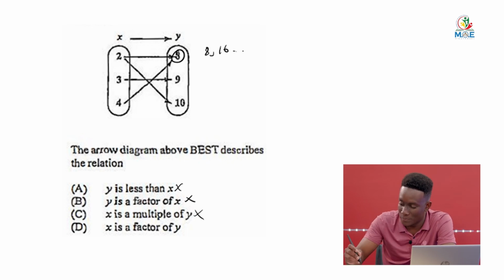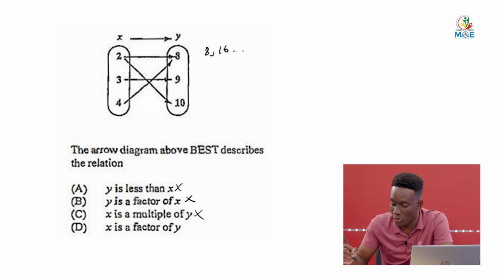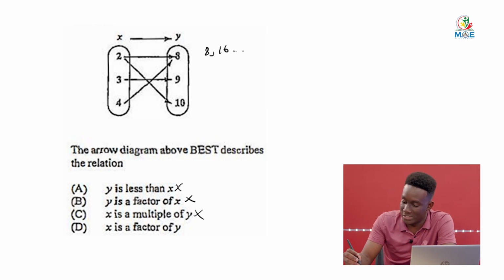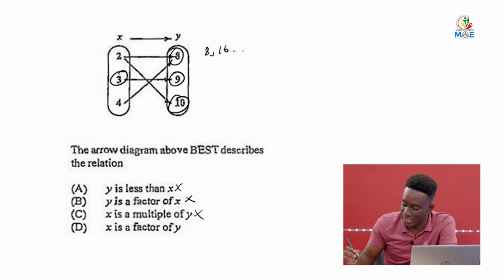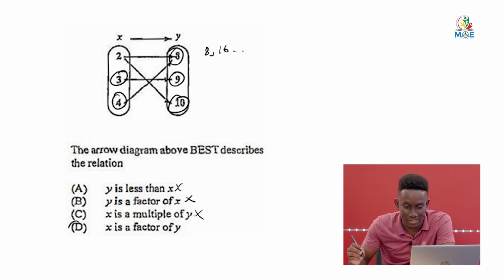The last one, x is a factor of y. So let's see. X is a factor of y, so we have 10 here. Is 2 a factor of 10? Yes. Is 2 a factor of 8? Yes. 9, is 3 a factor of 9? Yes. 8, is 4 a factor of 8? Yes. So the answer here is D.